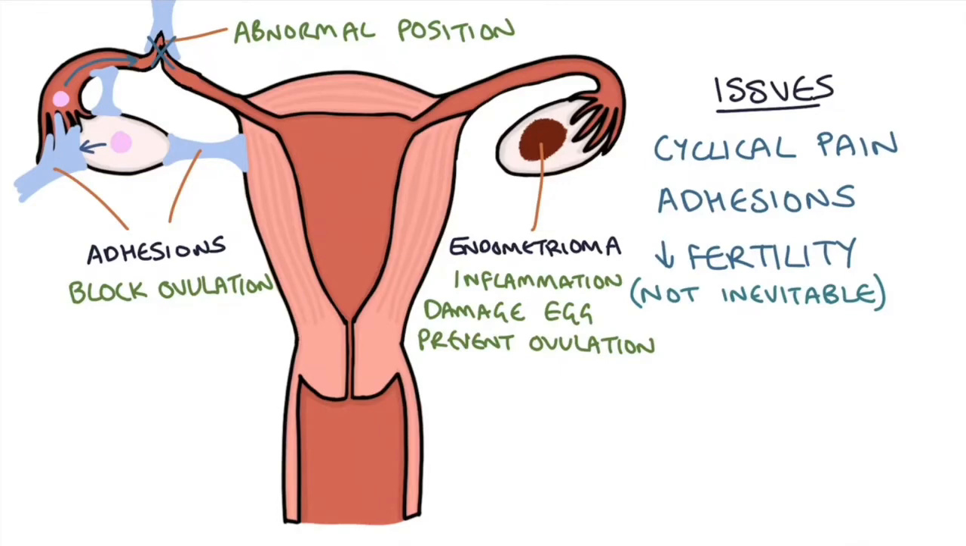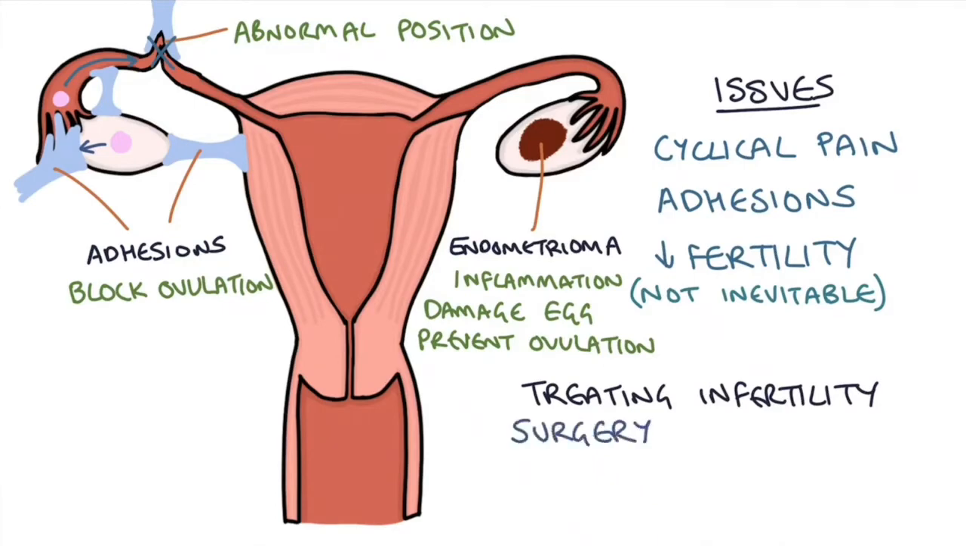Just a side note on how we would treat reduced fertility in endometriosis. The number one method would be using surgery, and the intention of the surgery is basically to correct any of these possible causes of the infertility.